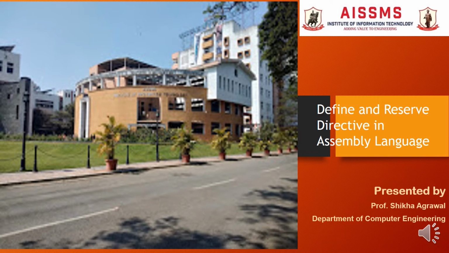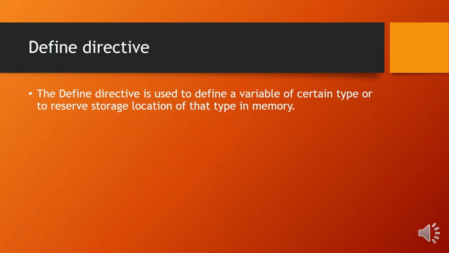Today we are going to discuss the assembler directives. In the directives category, we are going to discuss the define and reserve directives, which are extensively used in assembly programming language. Now, what is a define directive? A define directive is used to define a variable of a certain type and to reserve the storage space of that particular type in memory.